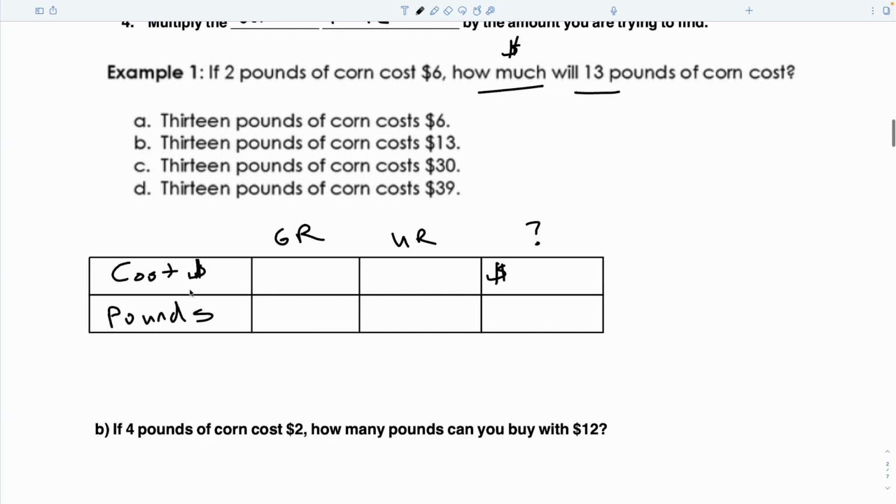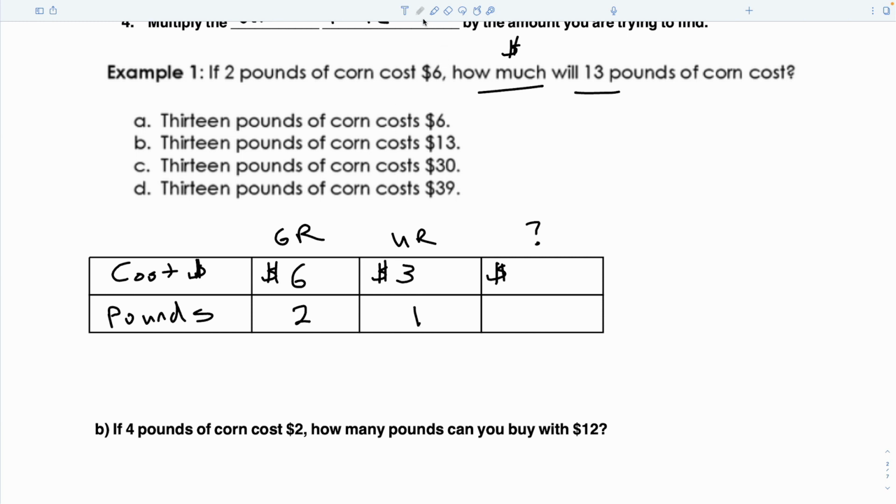Now that it's set up correctly, this is the biggest blunder that 6th and 7th graders make, is they just skip ahead and don't pause to set it up. It's really a pretty simple problem. Look at the given rate and match the dollars with the dollars. $6 for 2 pounds. Well, the unit rate is just 6 divided by 2. It's $3 for 1. $3 for 1.